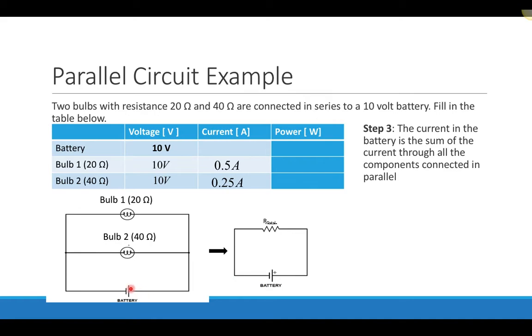Next, I'd like to figure out how much current is coming out of the battery. The current that's coming out of the battery is the sum of the current through all the components that are connected in parallel. Again, this should say parallel. So if I want to find the total current, I would add the current through the bulbs together. 0.5 plus 0.25 tells me that the current coming out of the battery has to be 0.75. Again, we haven't talked about power here, but we'll come back and fill that in at a later time.